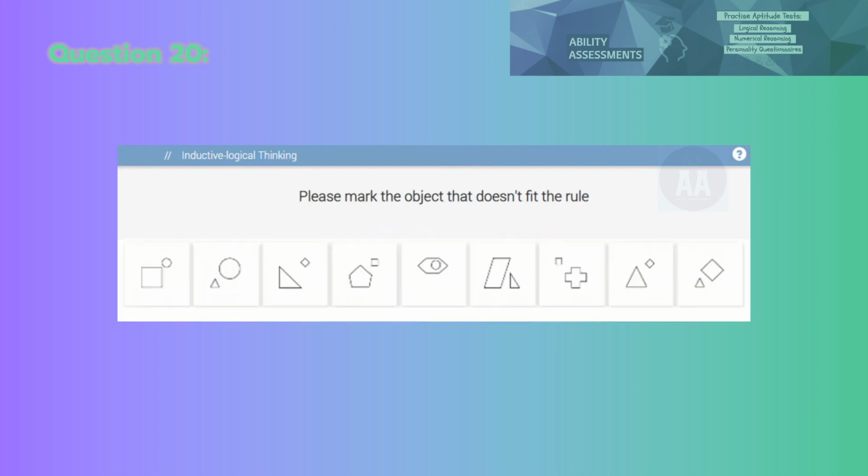For question number 20, again, our quick glance, we have to look at each of the objects, and what we can see is that I can tell you immediately that this should be our answer.